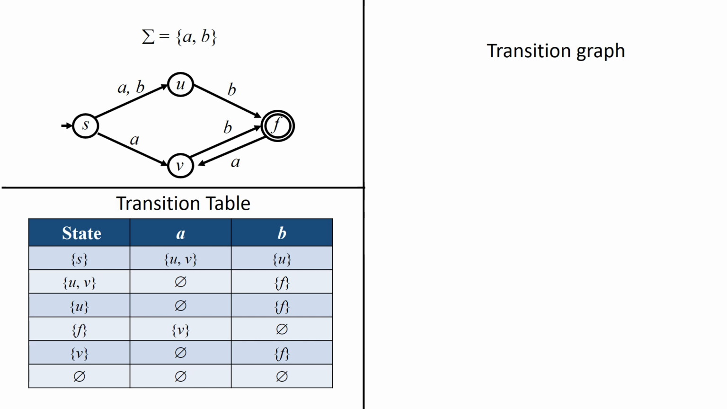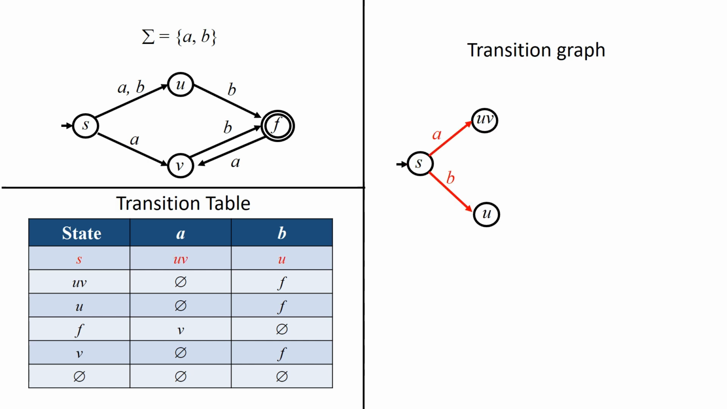Next, based on this table, we create the transition graph for the corresponding deterministic finite automaton. But first, we simplify the notations for the states like this. So for example, for the set containing U and V, we just denote it with UV like so. Now, we are going to make the transition graph. Surely, we start with the initial state S. From S, with the symbol A, it goes to the state UV. And with the symbol B, it goes to the state U.